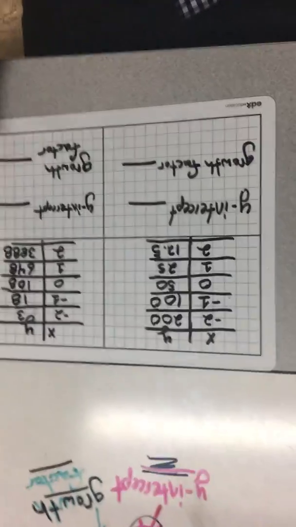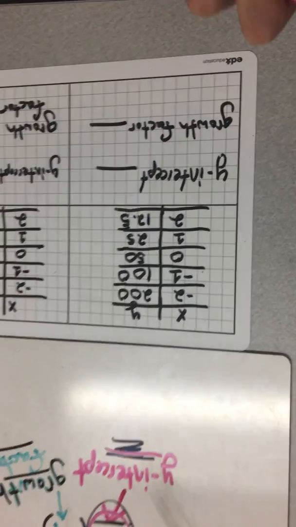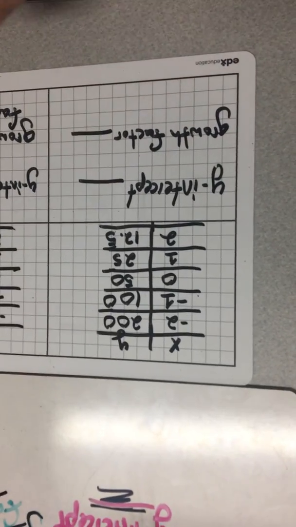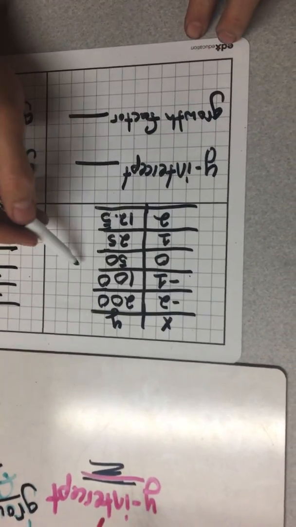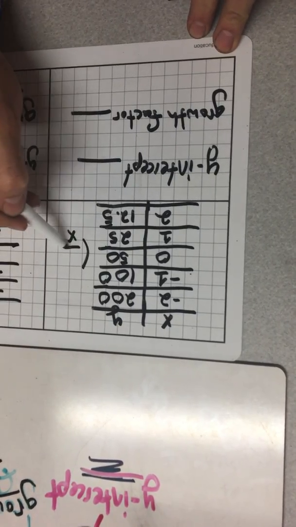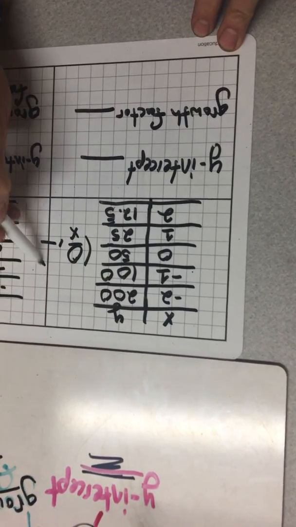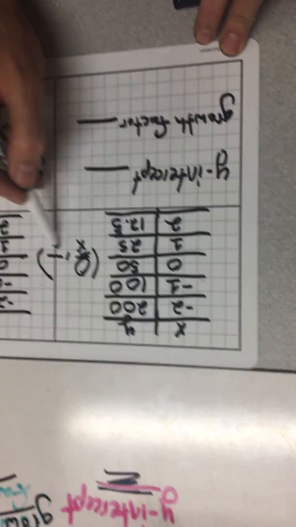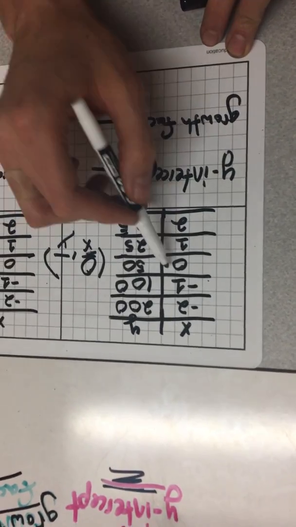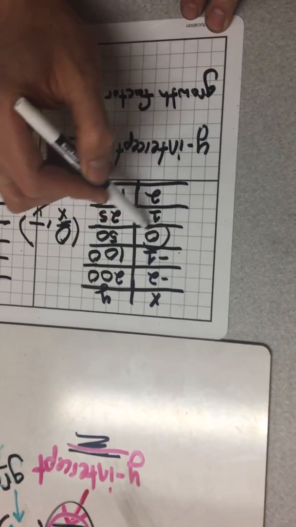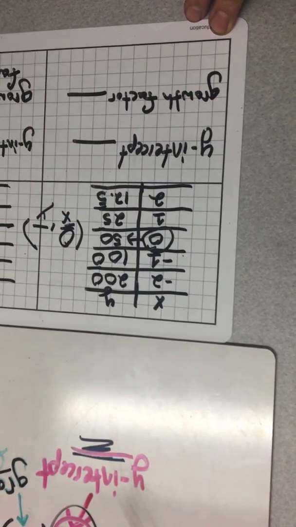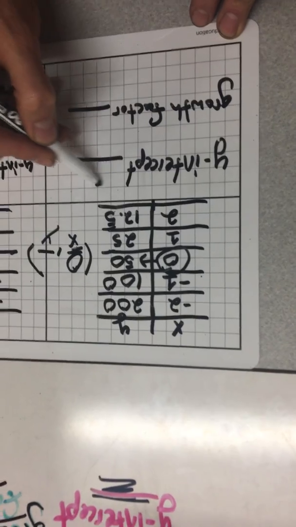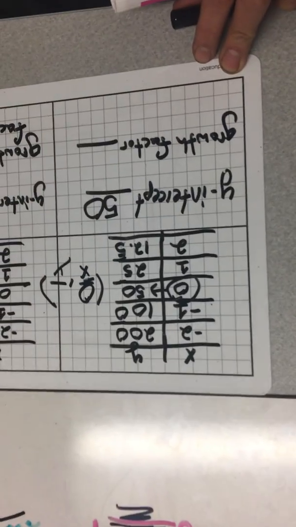Now if we see a table, this is a little different. We've talked about this a little bit, but for all y-intercepts, the y-intercept is the y value for when x equals 0. So in your table, you want to figure out when x equals 0, what is the y value. Here, when x equals 0, the corresponding y value is 50, so our y-intercept is 50.